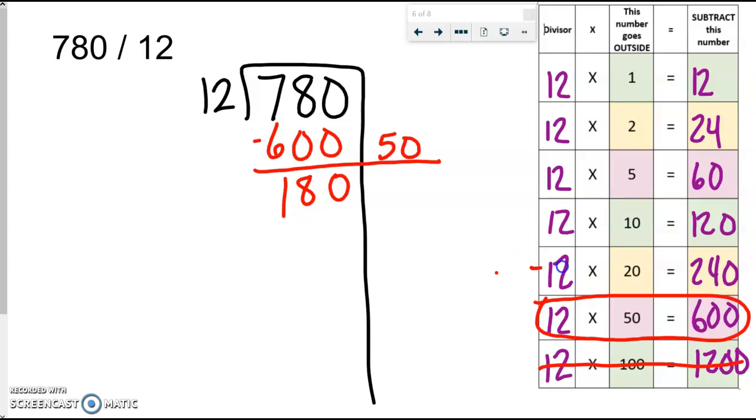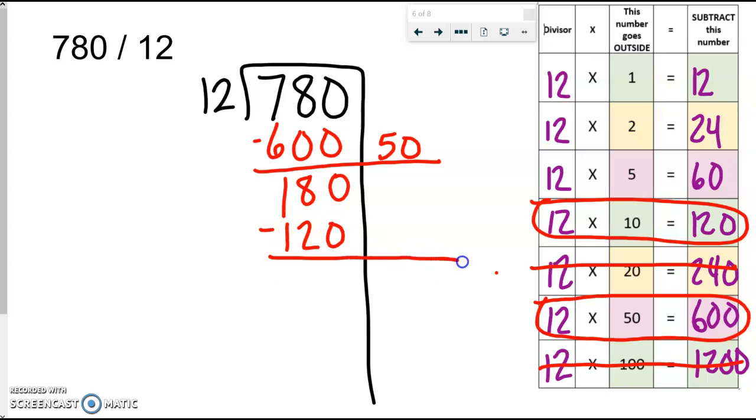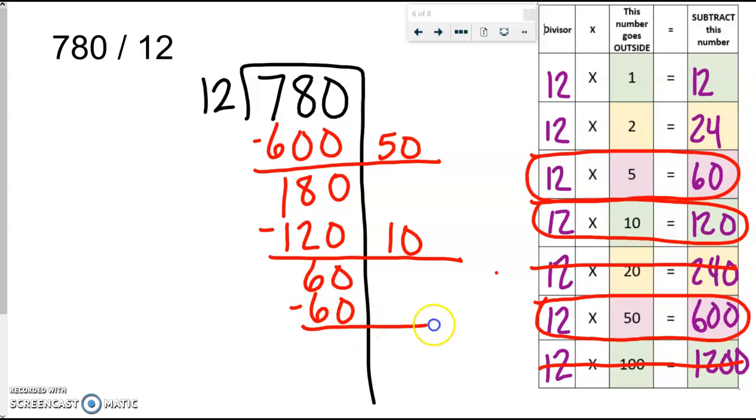Now we're looking for the number in the right-hand column that is as close to 180, but not bigger. So I see 240 is too big, but 120 looks just right. So that means we're subtracting 120, and we are putting 10 outside the house. 0 take away 0 is 0, and 8 take away 2 is 6. So I have 60 left, and lucky for me, that's the next row on my column. So that must mean that we're subtracting 60, and we are kicking 5 out of the house.